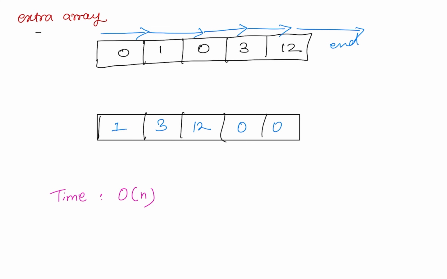Time complexity is O of n because we are using just one loop. Space complexity is O of n because we are using an extra space of the same size, and it is not an in-place operation since we used extra space. But can we come up with a better solution? One that saves space, maybe even time?